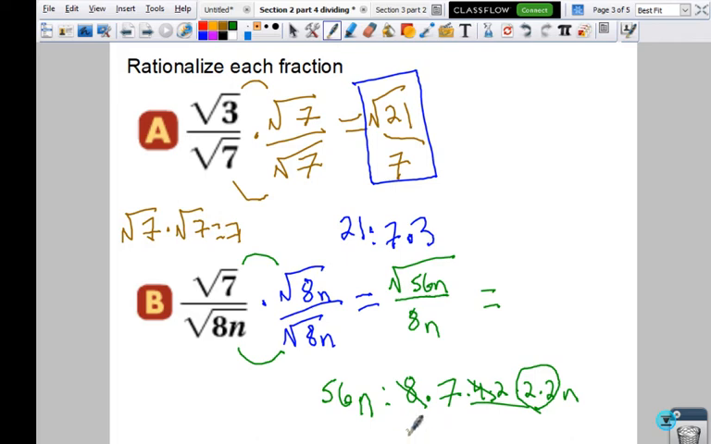Alright, so a 2 got kicked out, and I have 7 times 2 is 14, and I've got this n left over just chilling. So 14n. After I've done simplifying, I got 2 square root of 14n over 8n.